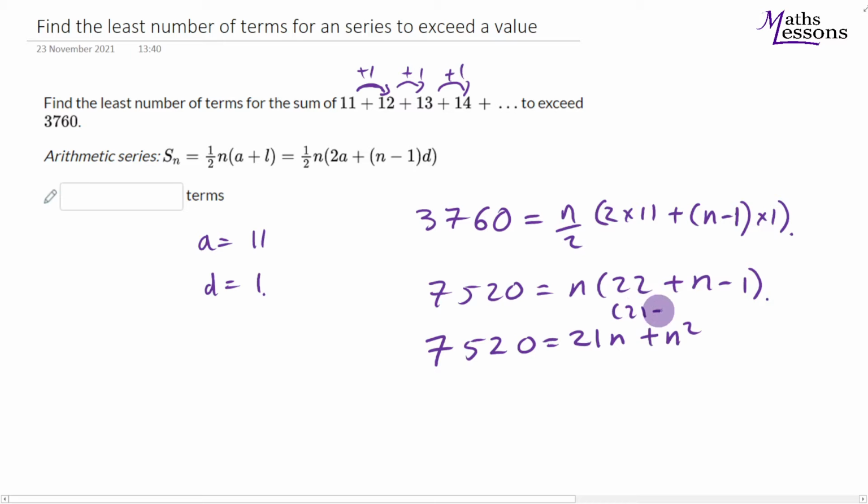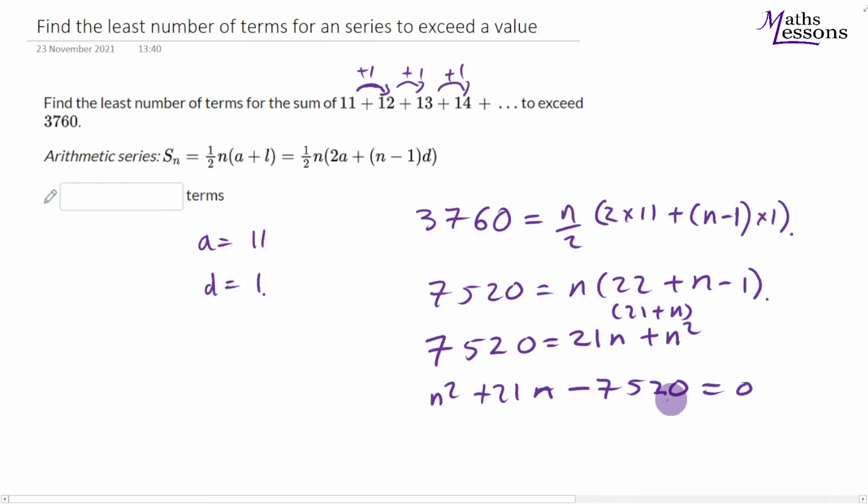So what I've done, I've just written this as n times 21 plus n. So I've done 21 times n, and n times n is n squared. So I'm solving the quadratic equation: n squared plus 21n minus 7,520 equals 0. We always get all the terms onto the same side for a quadratic. If you see an n squared, start getting everything onto the same side and see where you get to.